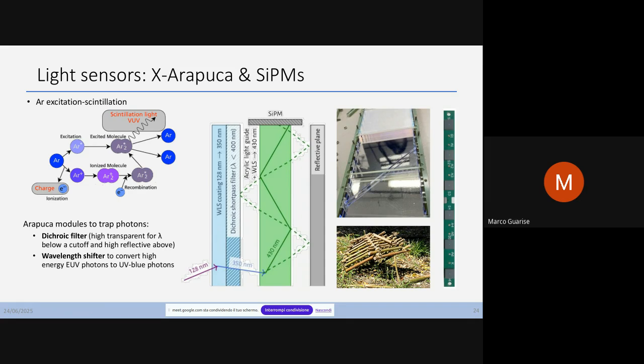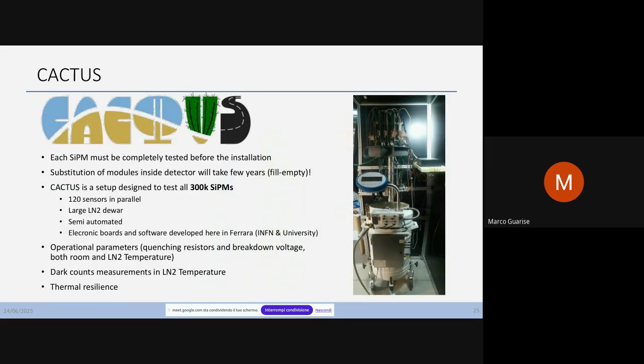In total, we have in the far detector horizontal drift 300,000 sensors with an area of 6 by 6 millimeters, which are these ones shown here, mounted in this board of 6 photodetectors. And of course, we need to test them before the installation to be sure that their features are exactly the expected ones.